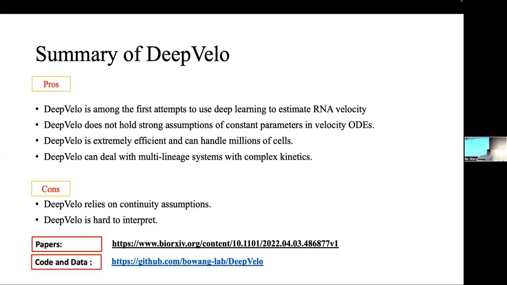We put it on bioRxiv now, it's under review, and we also have the code and data all public, so if you're interested, feel free to download the software and play around. All right, I think I'm running out of time, so I will stop here and I'm happy to take any questions.